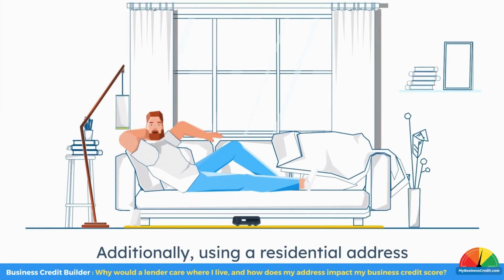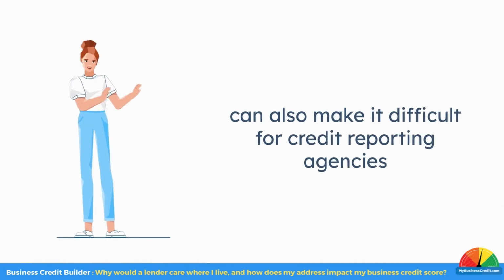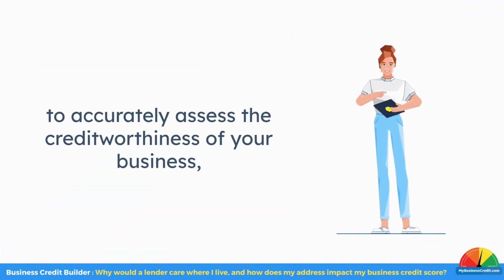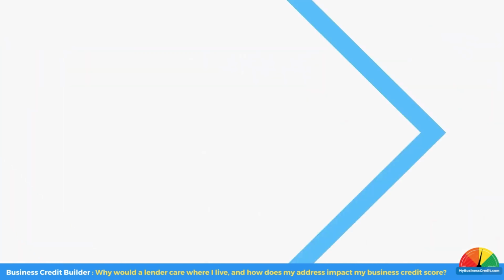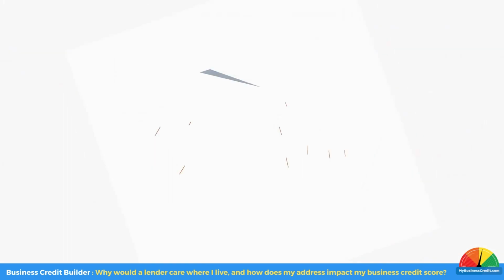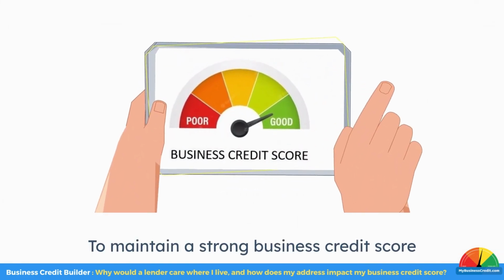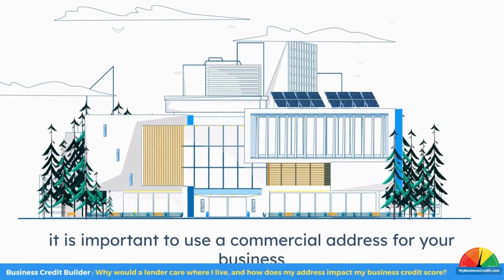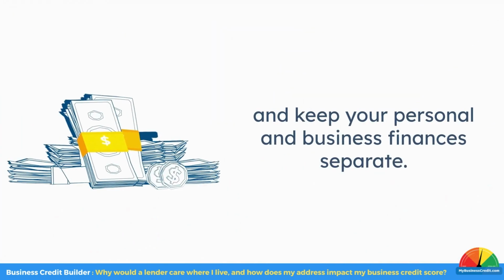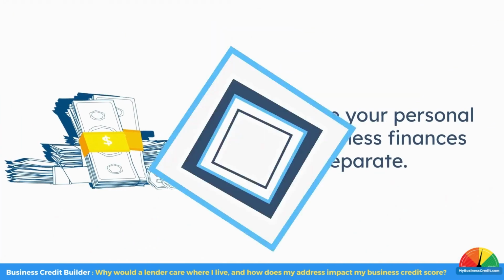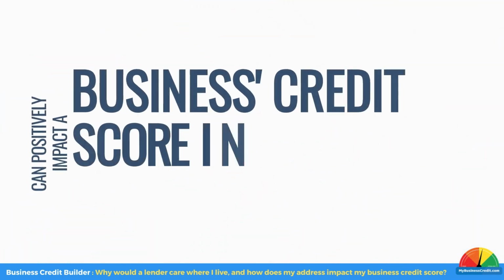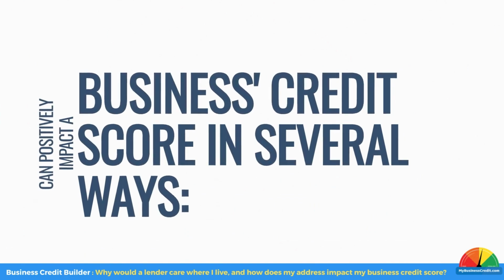Additionally, using a residential address can also make it difficult for credit reporting agencies to accurately assess the creditworthiness of your business, as they may not have access to all the relevant financial information. To maintain a strong business credit score, it is important to use a commercial address for your business and keep your personal and business finances separate. Having a separate business address can positively impact a business's credit score in several ways.